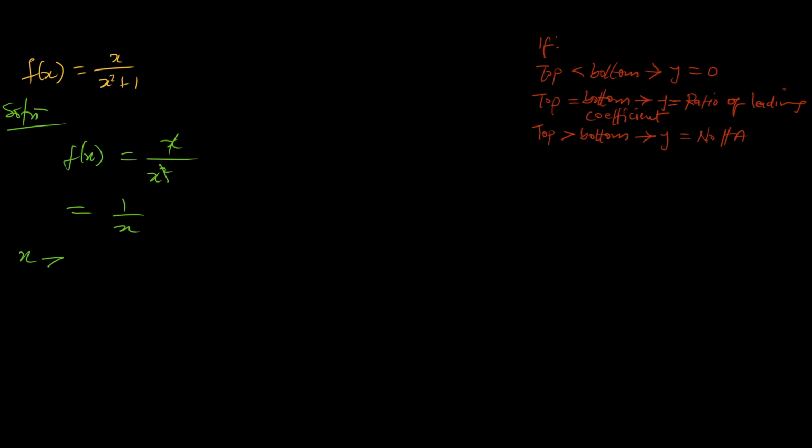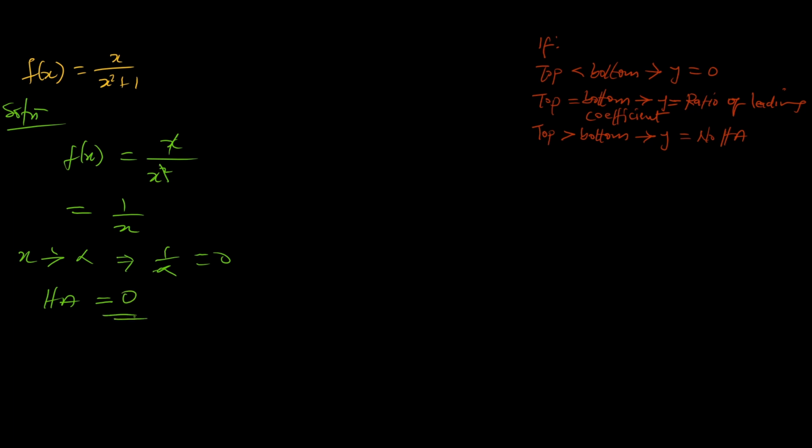So as x approaches infinity, this will mean 1 all over infinity, which is equal to 0. So in this case, our horizontal asymptote will be equal to 0.